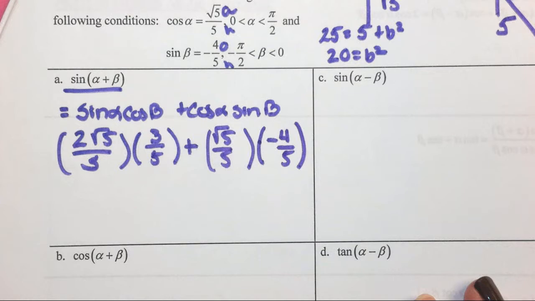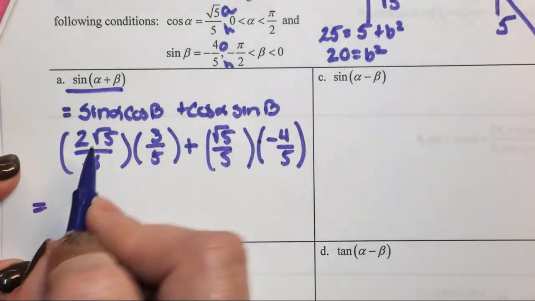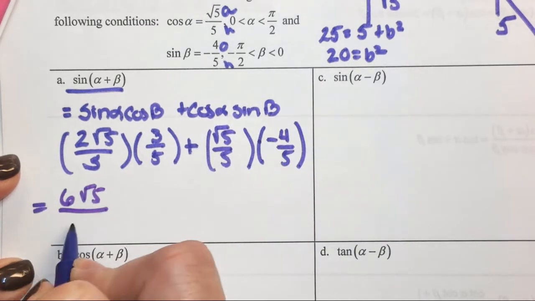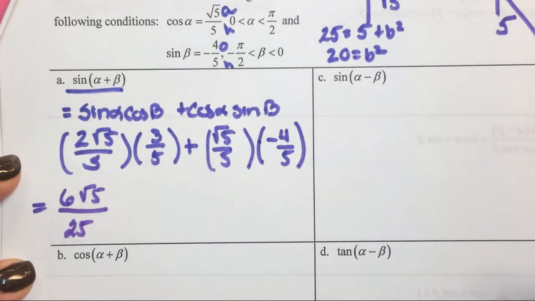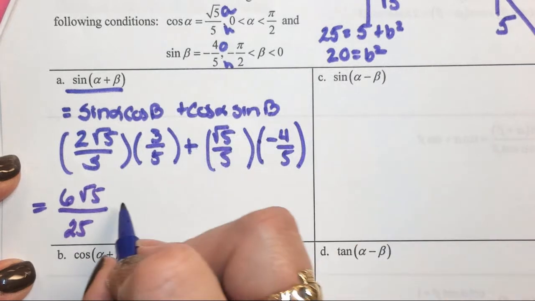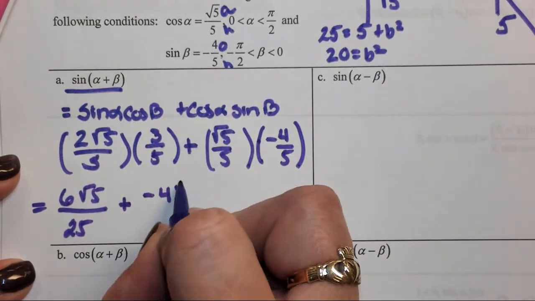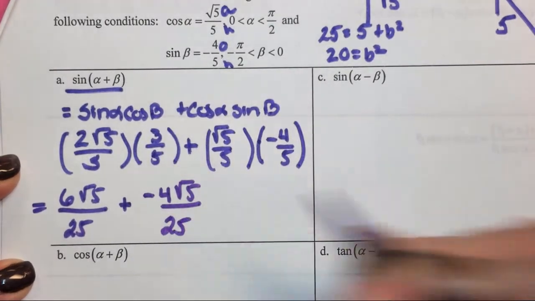We're leaving the land of pre-calc. Guess what land we're now going to enter? Algebra land. How do you multiply fractions together? You multiply before you add, so you just multiply straight across. 2 square root of 5 times 3 is 6 square root of 5 over 25. Don't forget to multiply those denominators together. Plus, square root of 5 times negative 4 is negative 4 square root of 5 over 25.